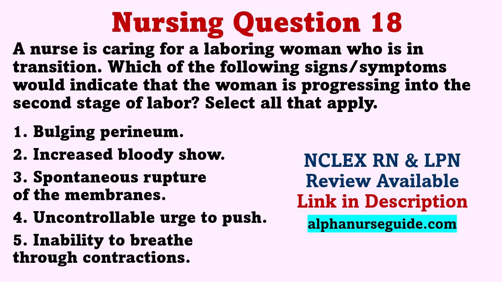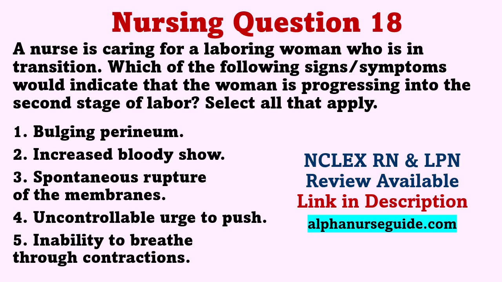A nurse is caring for a laboring woman who is in transition. Which of the following signs or symptoms would indicate that the woman is progressing into the second stage of labor? Select all that apply. 1. Bulging perineum. 2. Increased bloody show. 3. Spontaneous rupture of the membranes. 4. Uncontrollable urge to push. 5. Inability to breathe through contractions.